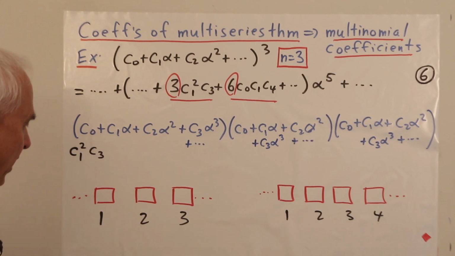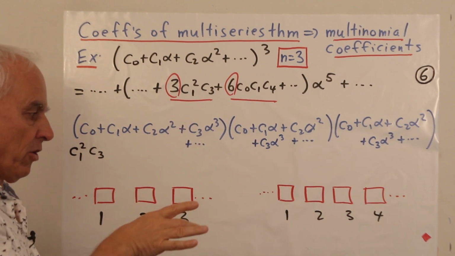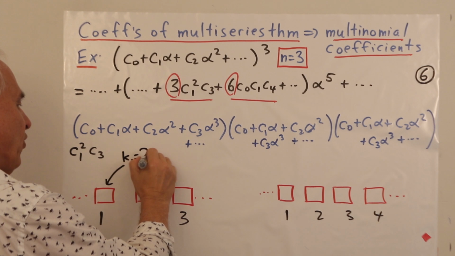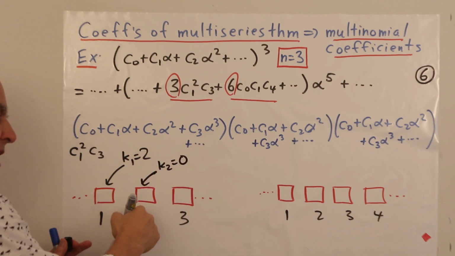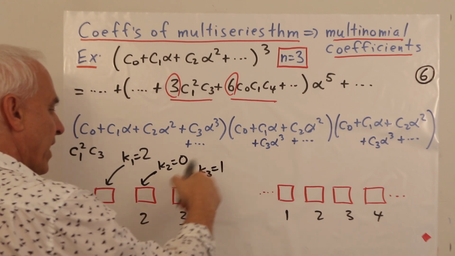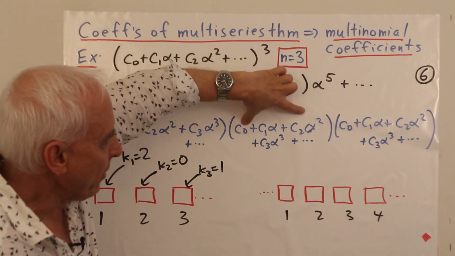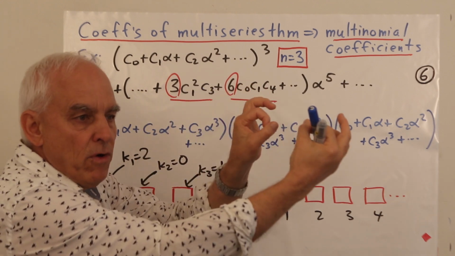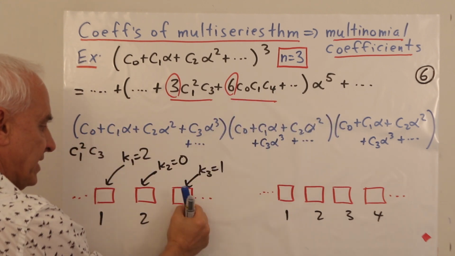And what this really amounts to is, if we think in terms of boxes, these boxes are representing the number of c1s, number of c2s, and number of c3s that appear in any one of these terms. So in this case, we are looking to put k1 equals 2 things in this box, k2 equals 0 things in this box, and k3 equals 1 thing in this box. And the things that we're choosing from are really the factors that are being multiplied together. There are 3 factors being multiplied together, and we have to pick from those 3, 2 of them to go into the c1 box. And we have to pick 1 of them to go into the c3 box.